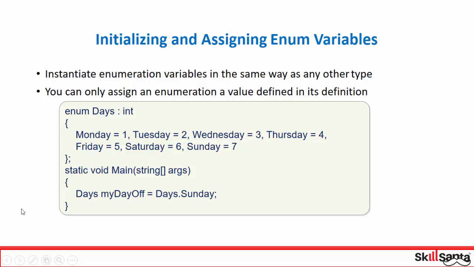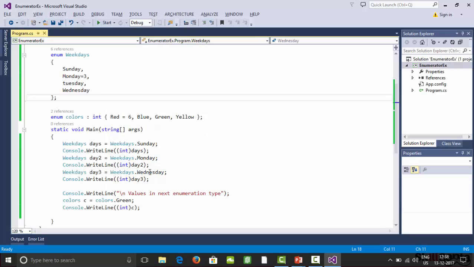So here enumeration days is integer type, and here I assign some default values: Monday as 1, Tuesday 2. Now I want to use this. Days is the name of the enumeration. My day off is the object of that enumeration, and then days dot Sunday. Whichever day you want to see, you can define that one, and after that with the help of Console.WriteLine you can see the value of that enumeration.